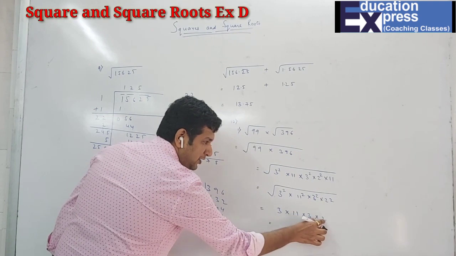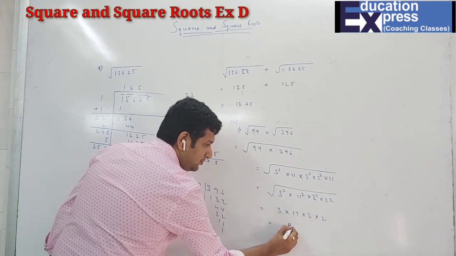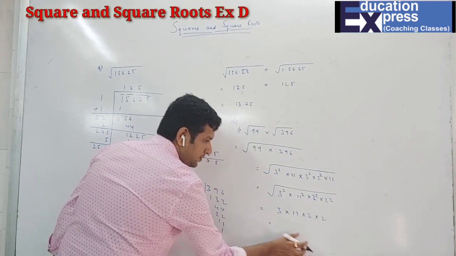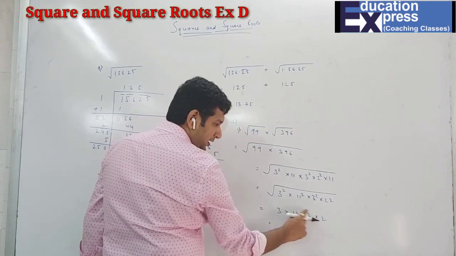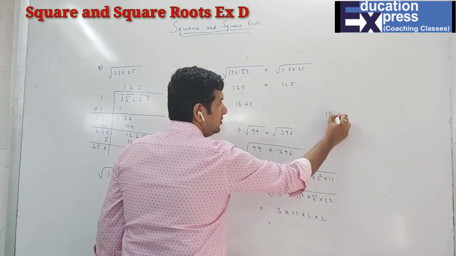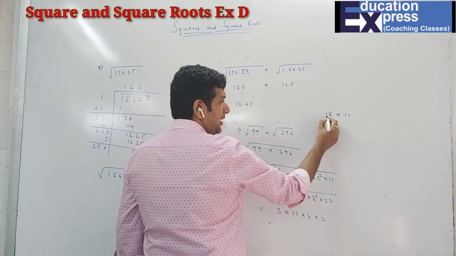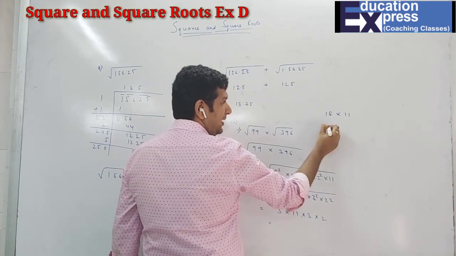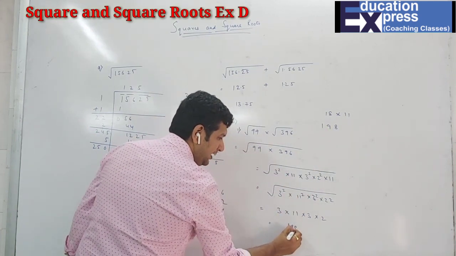Sorry. 3 threes are 9, 9 twos are 18, 18 elevens are. Students, I have showed you that whenever a multiple of 11 comes, you have to separate 1 and 8 and then add them. So 198 is the answer.